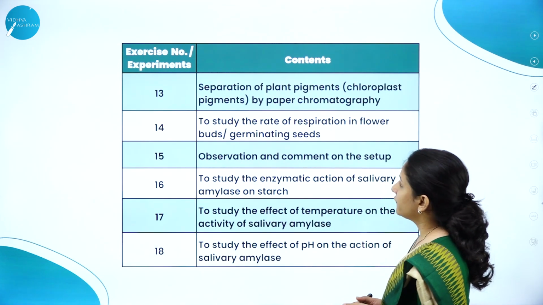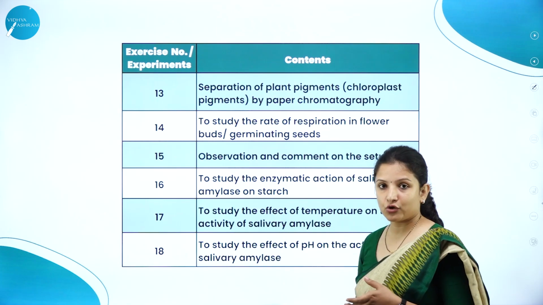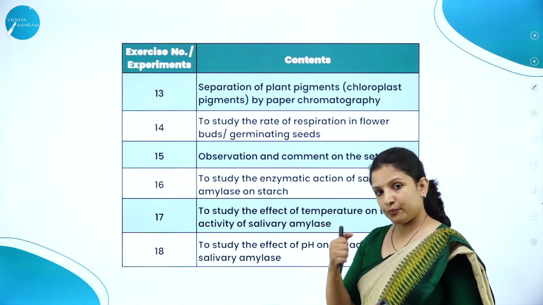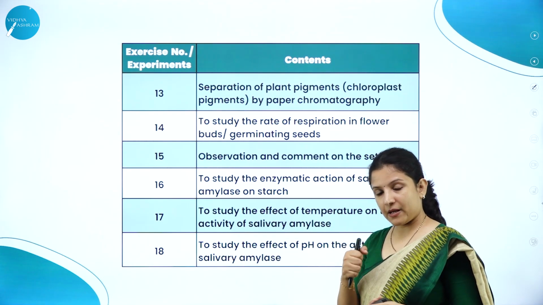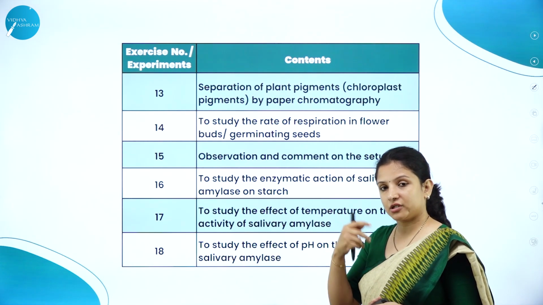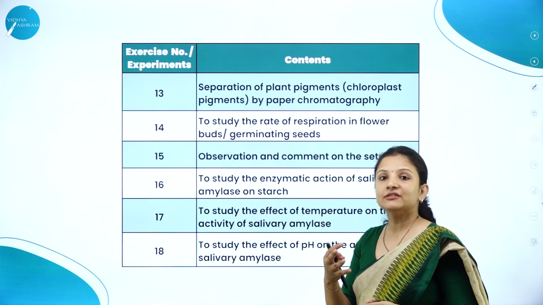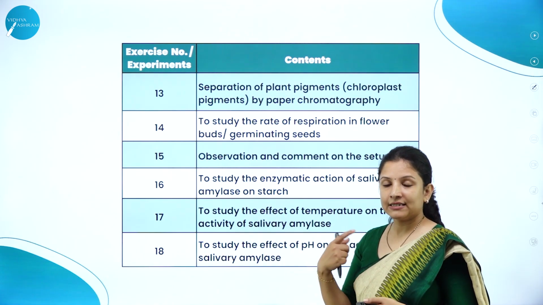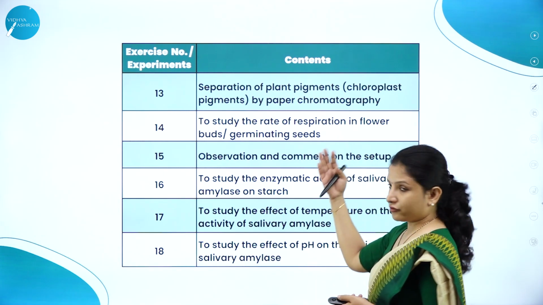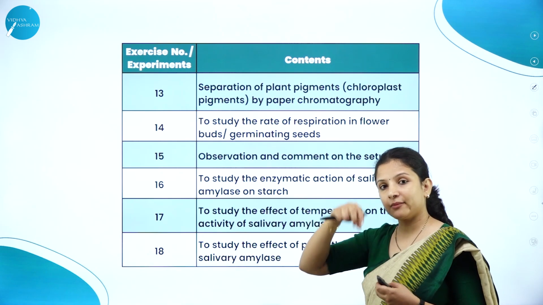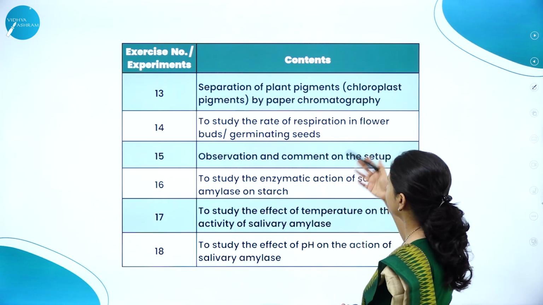Next 13, wherein we'll study the separation of chlorophyll pigment. So you'll just grind a leaf material, put the pigment on chromatography paper and then put it in a solvent and then see how the pigments get separated. So plants usually have chlorophyll A, B, C, then xanthophylls, carotenoids, all that. So based on the color they separate, we can see what type of pigment is there. So this is a very beautiful experiment.